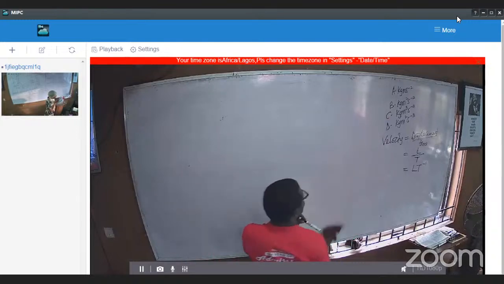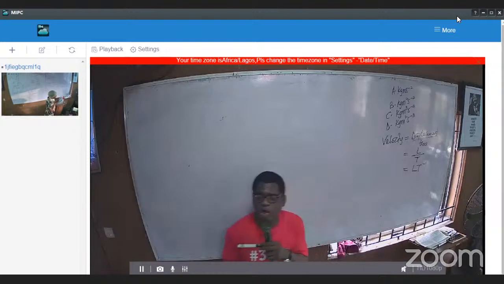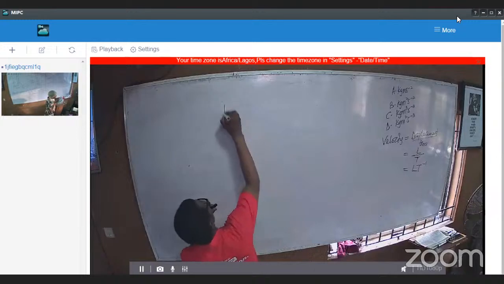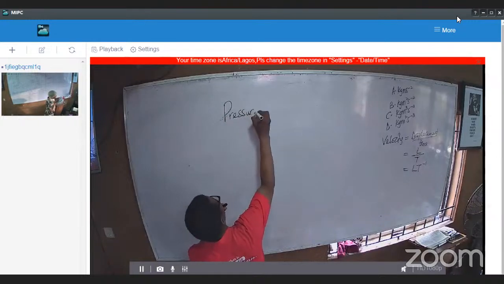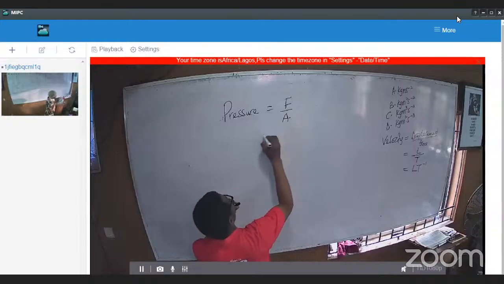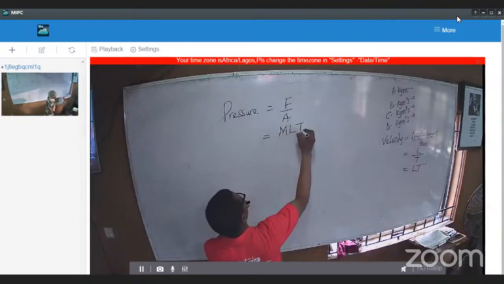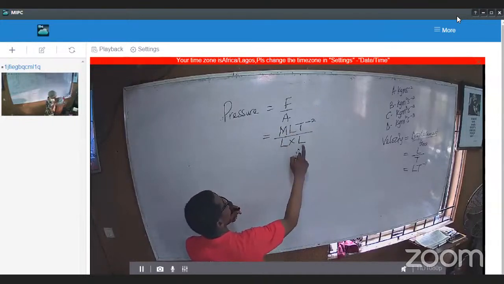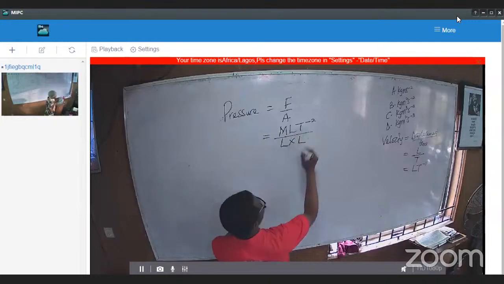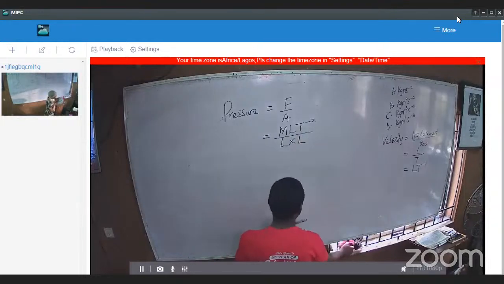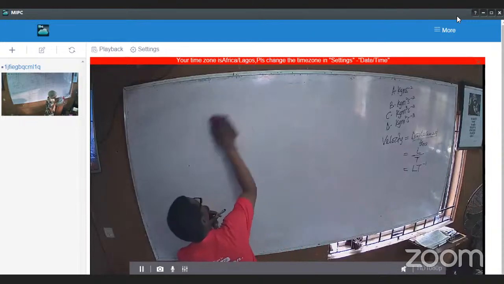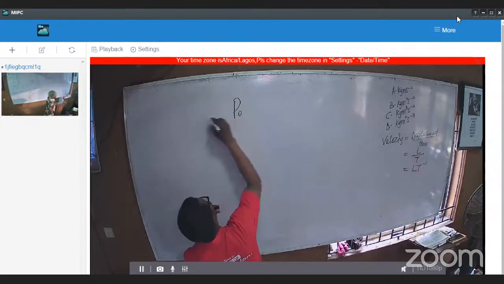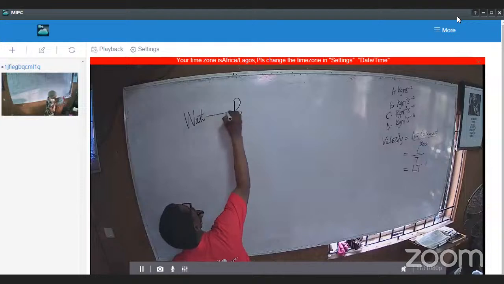Now, pressure is not always in this form, so they want to test whether you can get it. What's the formula for pressure? What is force again? MLT minus 2. Area is length times breadth. Is it power they give us? What is power?